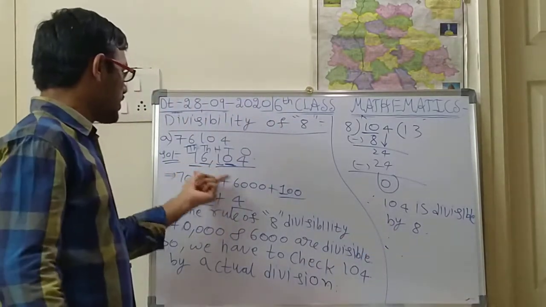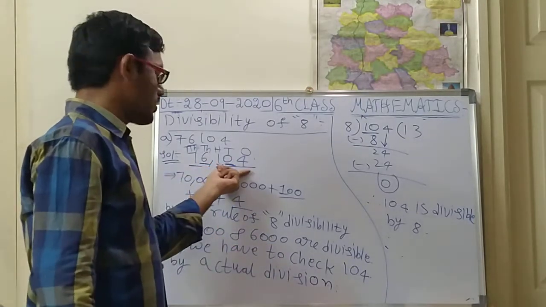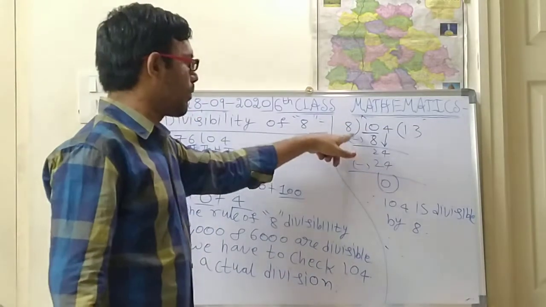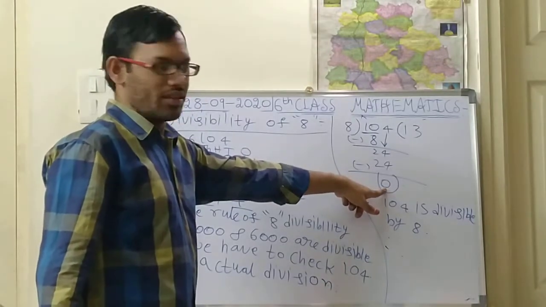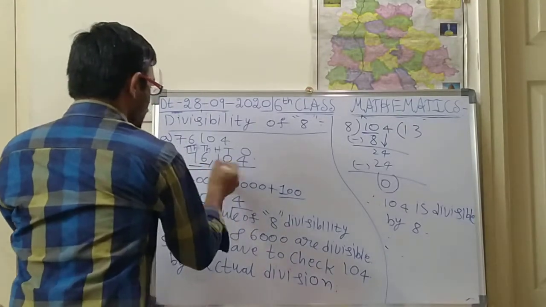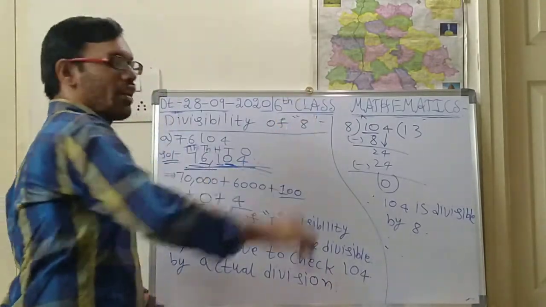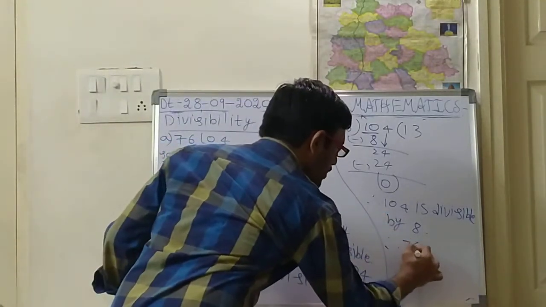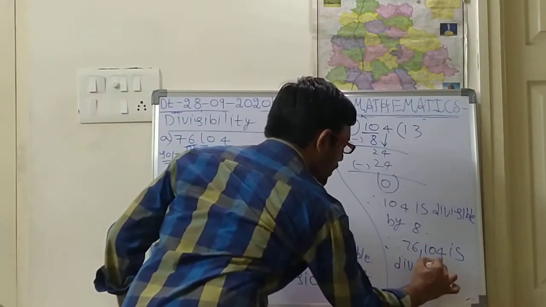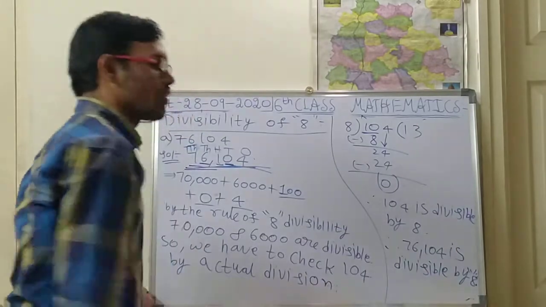So obviously 70,000 and 6,000 are divisible by 8. Okay, we have to check only 104. We have checked and it is perfectly divisible by 8. Why? Because the remainder is 0. So therefore what is the final conclusion? 76 is divisible by 8 and 104 is also divisible by 8. So obviously the total number is divisible by 8. Therefore 76,104 is divisible by 8. Okay. So like this you are supposed to write.